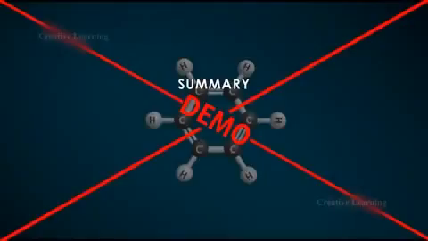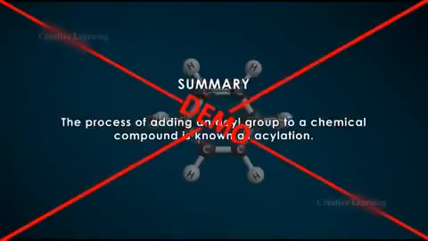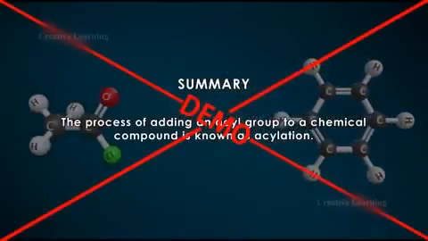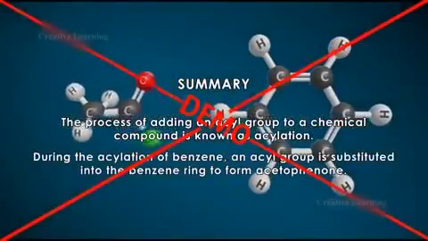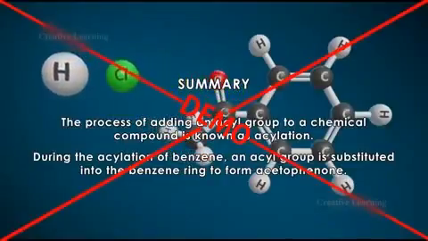Summary: the process of adding an acyl group to a chemical compound is known as acylation. During the acylation of benzene, an acyl group is substituted into the benzene ring to form acetophenone.